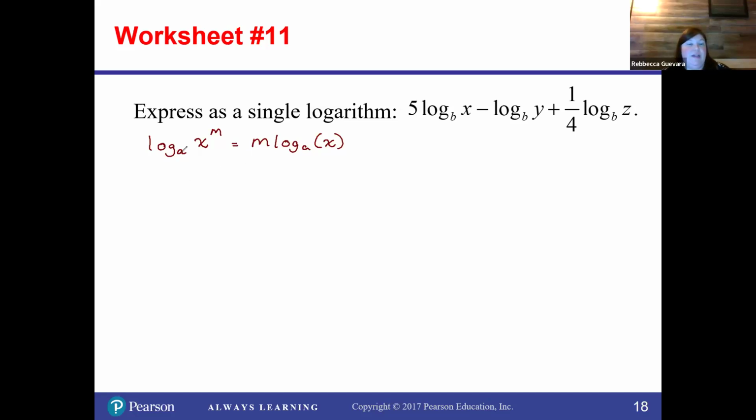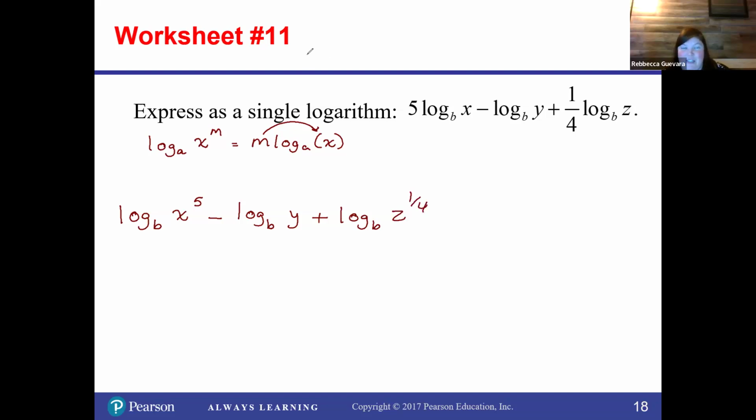So remember that if I had a log and I had some sort of number raised to an exponent, I can bring that exponent out front. So what we're going to do is bring those exponents back in first. So 5 log base b of x is now just going to be log base b of x to the 5th. We don't have any up front here, so this stays log base b of y. But we have this 1/4, which we're going to bring back inside, and that's going to be log base b of z to the 4th.